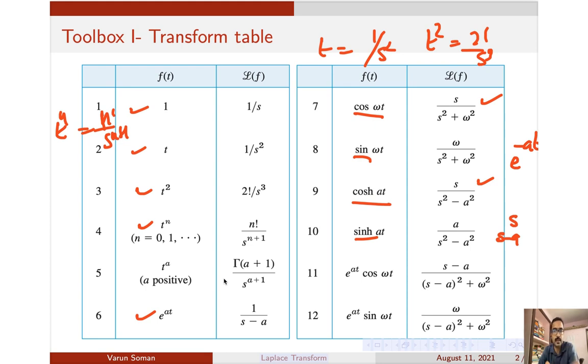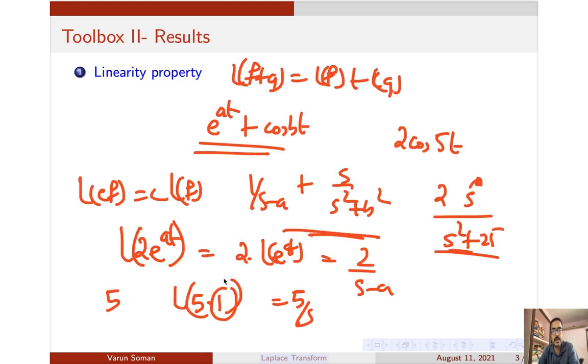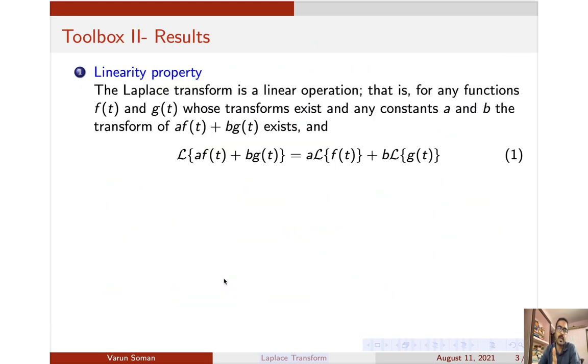Also remember the table, remember the linearity property, and one more property we have studied, the shifting theorem. Suppose you have something like e raised to at into some other function, say e raised to at into f of t.